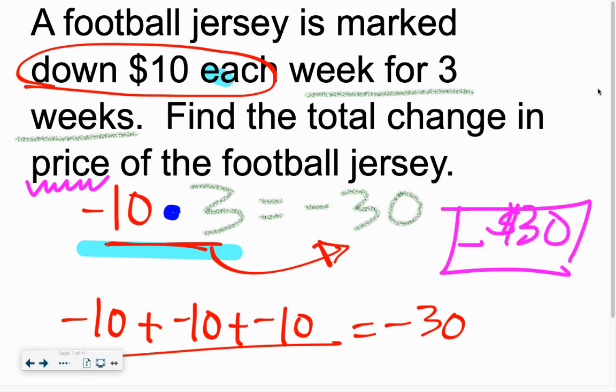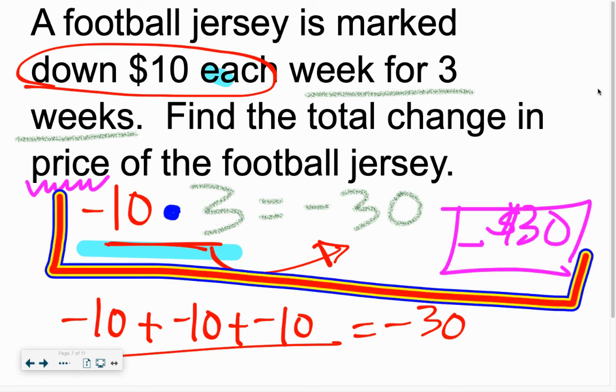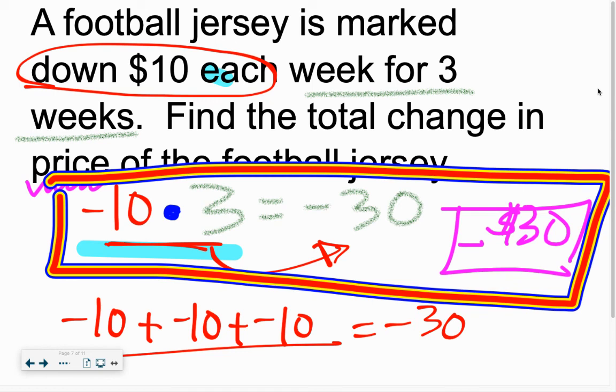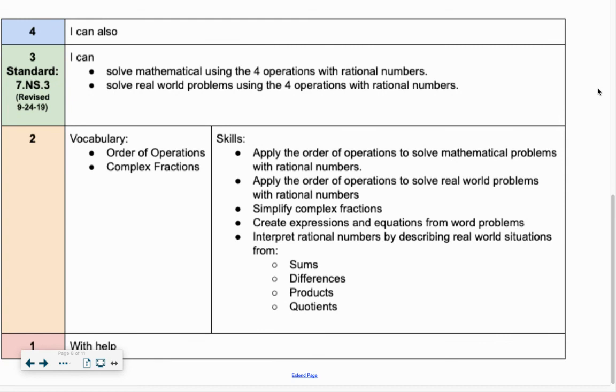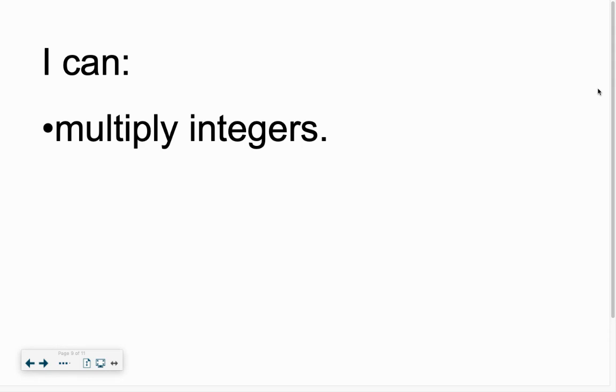Please remember again, on word problems, I need to see just the work and the answer. Even though you can take 10 times 3 or negative 10 times 3 mentally in your head, write it down. I need to see the work. We're doing that again because we want to be able to multiply rational numbers, and you can see down here we also have solving real-world problems using the 4 operations, aka solving word problems. Today we want to be able to say that I can multiply integers.